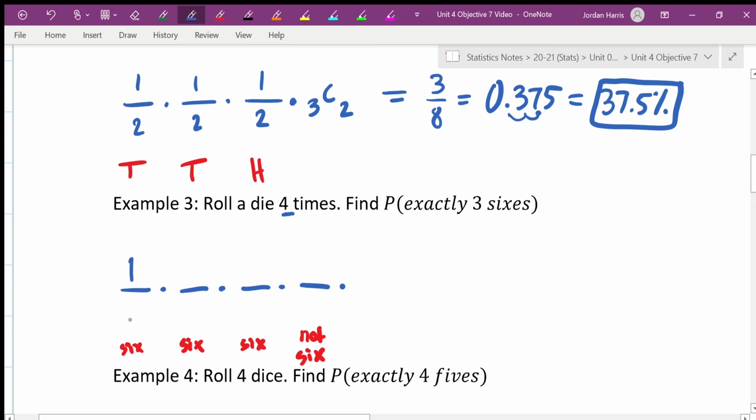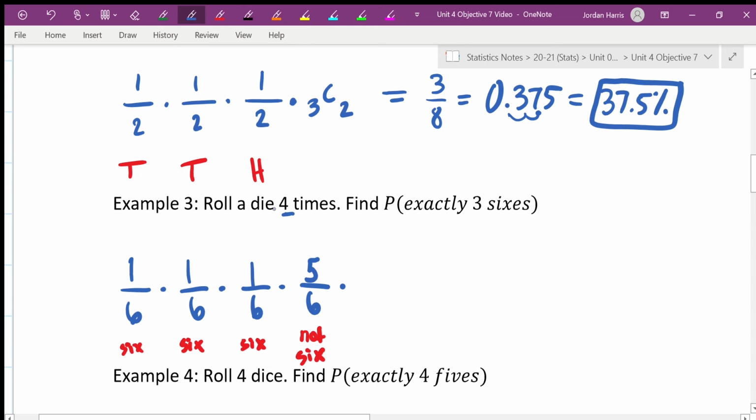because then I'll have exactly 3 6s. Well, 6 is easy on a die roll. It's 1 out of the 6 outcomes. Not 6, we got to think. Well, how many numbers are not a 6? 1, 2, 3, 4, 5. So 5 out of 6 times the number of combinations.